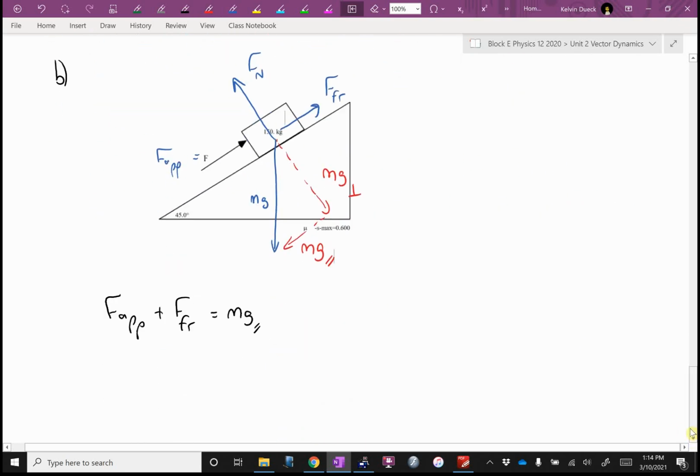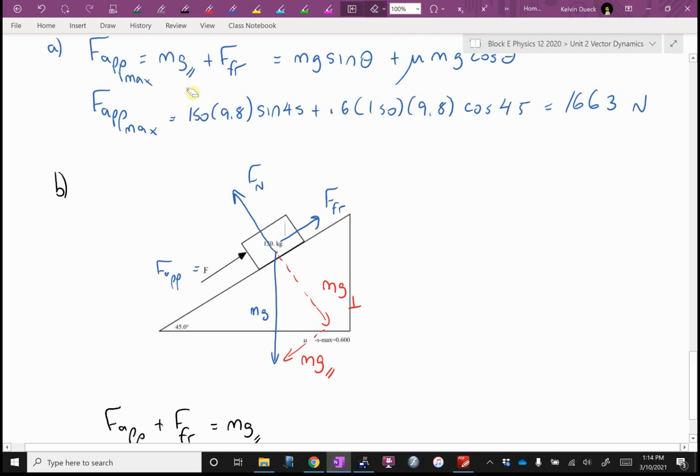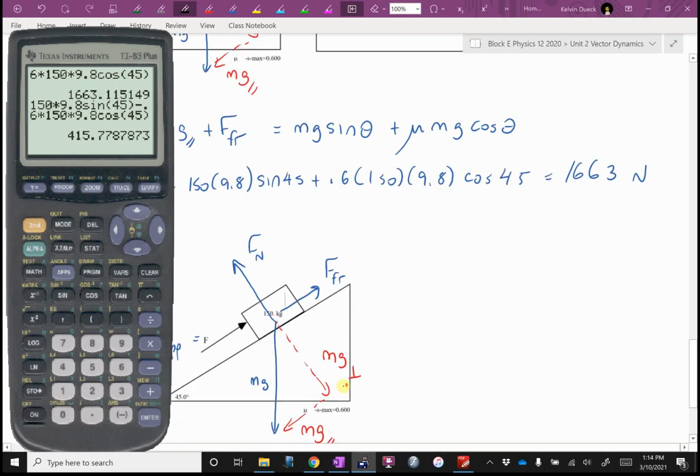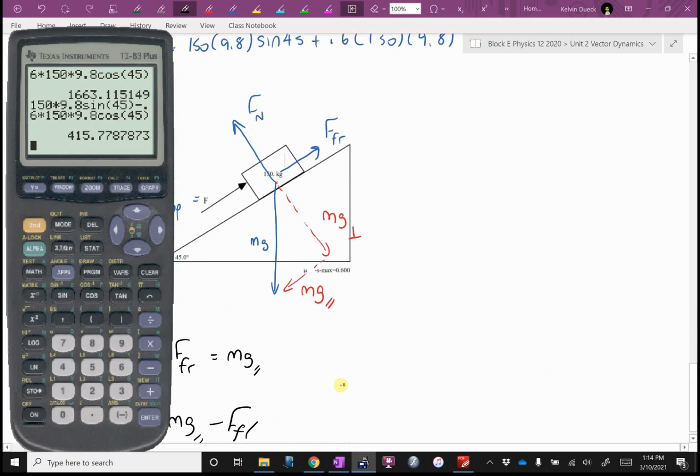And again, I want to get F applied by itself, so it's going to be F applied equals mg parallel minus friction. And you'll notice it's almost exactly the same equation as up here. In fact, if I want to, I can just backspace edit, and instead of having mg parallel plus friction, mg parallel minus friction, and I'm done. Yay! 416, which is where that comes from.